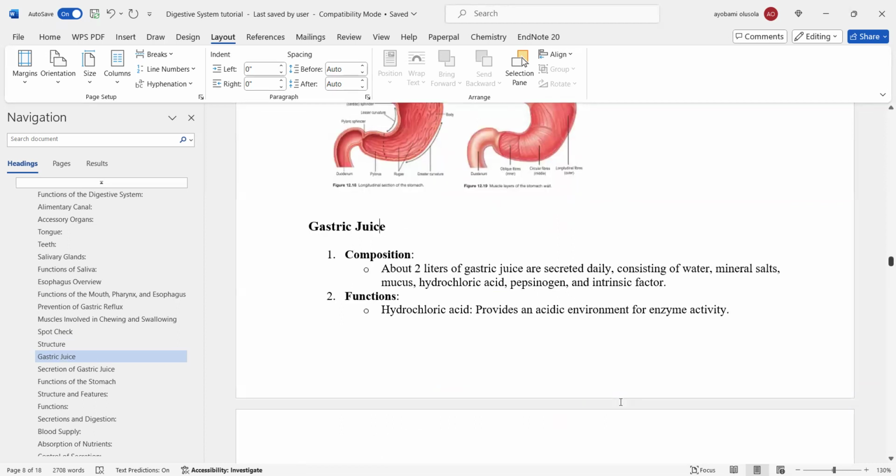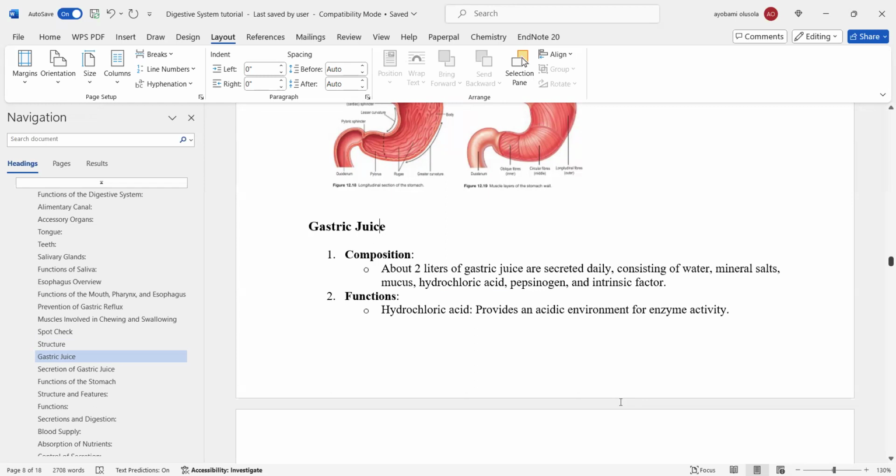So the stomach, like we have said, produces gastric juice, and 2 liters of this gastric juice are secreted daily, and it consists of water, mineral salt, mucus, hydrochloric acid, pepsinogen, and intrinsic factor. Again, our gastric juice contains six components. We have water, mineral salts, mucus, hydrochloric acid, pepsinogen, and intrinsic factor.